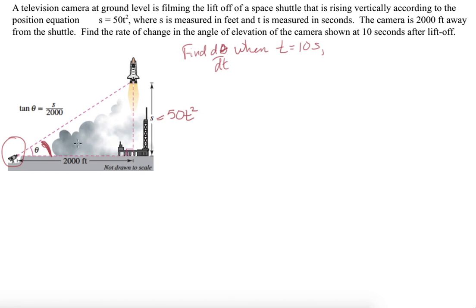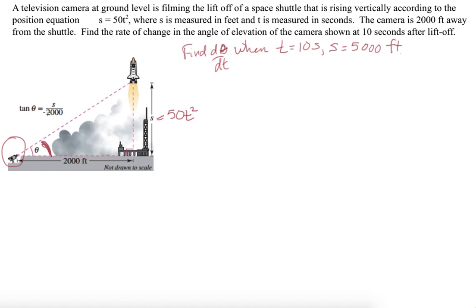From that, we can find some more information. If t equals 10 seconds, that means our space shuttle traveled for 10 seconds. So at 10 seconds, my s is equal to 50 times 100, and so 5,000 feet. Again, we have to relate what we're looking for, the rate of change of this angle, to the other variable that's changing with time, which is s. The 2,000 is constant.